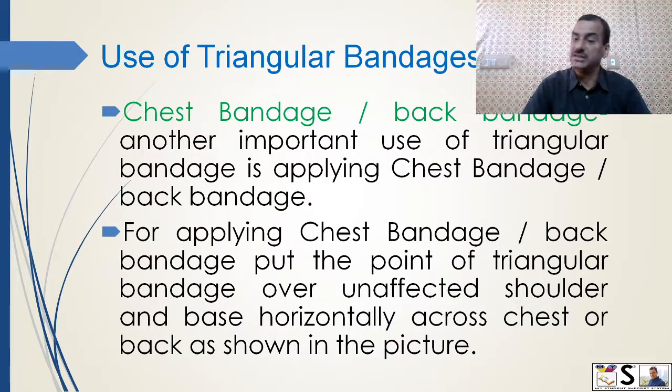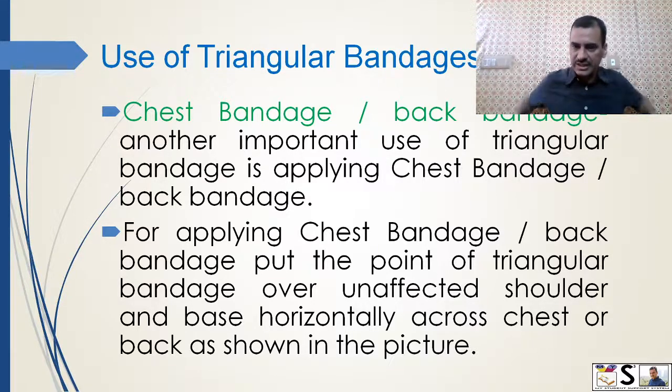The next use of triangular bandage is chest bandage or back bandage. Both have similar steps, whether we apply in the chest or in the back. For applying chest bandage or back bandage, we put the point of the triangular bandage over the unaffected shoulder. Unaffected shoulder means if the injury is on the left side, then the point should be on the right side, and if the injury is on the right side in the chest or back, then the point should be on the left shoulder. So the unaffected side should have the point.